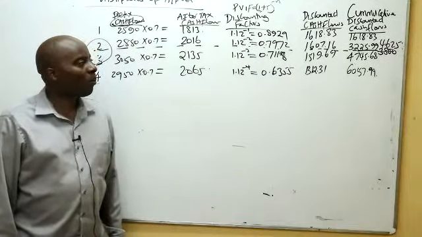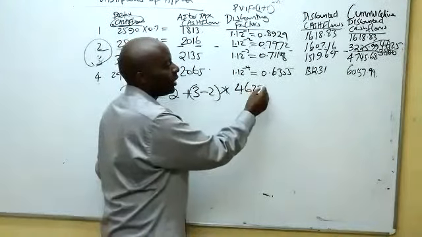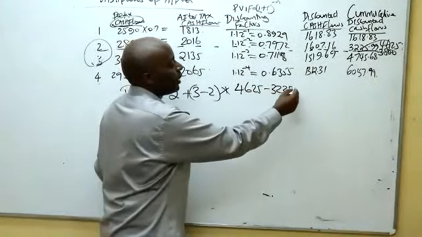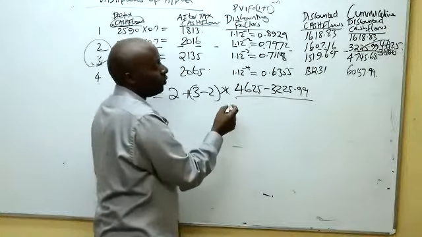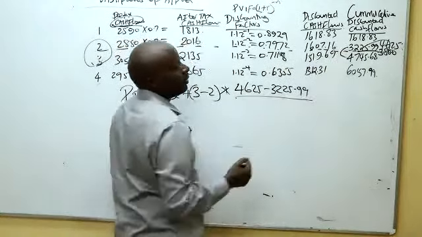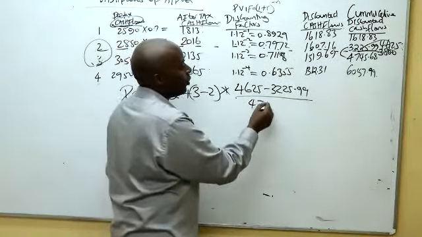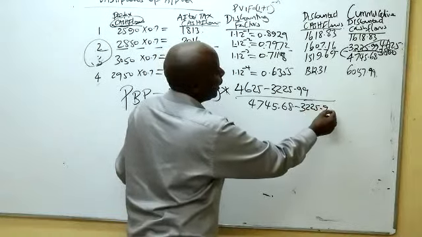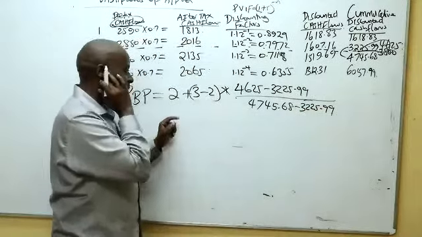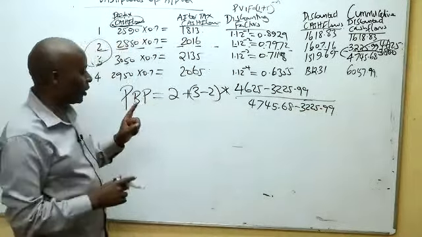We have what we would call in this case the upper arc. So the upper arc we have here is 4625 minus 3225.99, all over the base arc. The base arc, what do we have there? 4745.68 minus 3225.99. So please give me the final answer, but before you reach there, you have to really use pro rata.